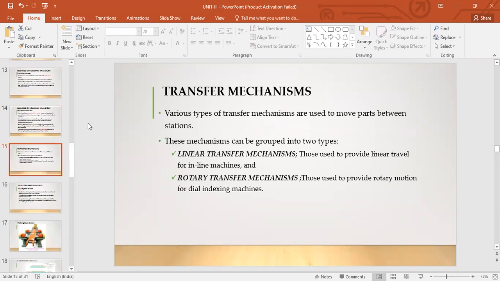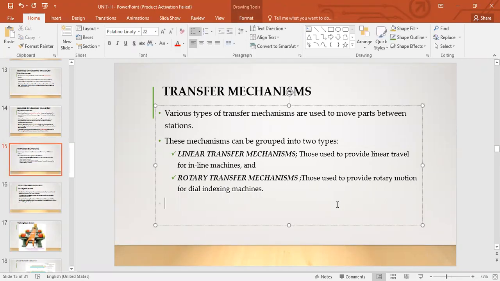So when it comes to transfer mechanisms, you have various types. What is their purpose? As the name suggests, to move parts between the stations. Basically, two categories we can make: either linear transfer or rotary transfer. Linear travel is for inline machines, and rotary is for rotary motion, or dial indexing machines, because the rotary table will have to have that dial indexing done. We'll see how it is done.